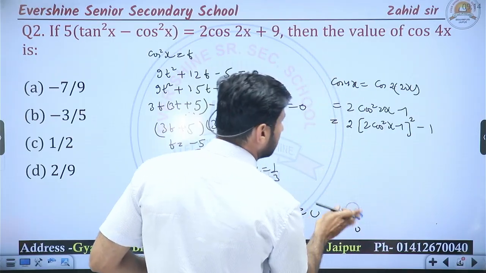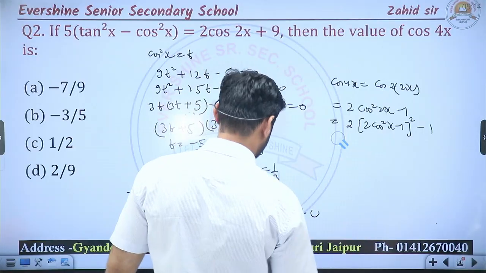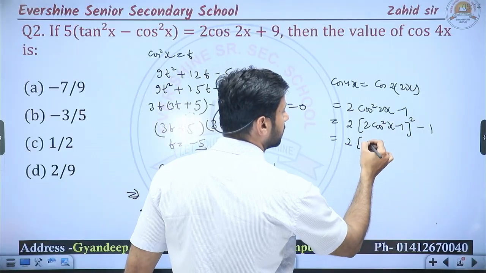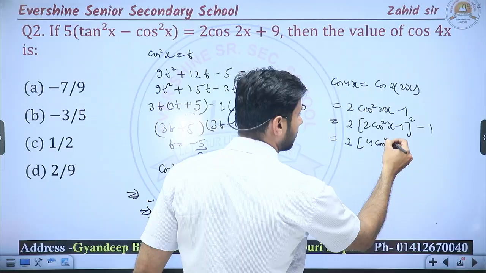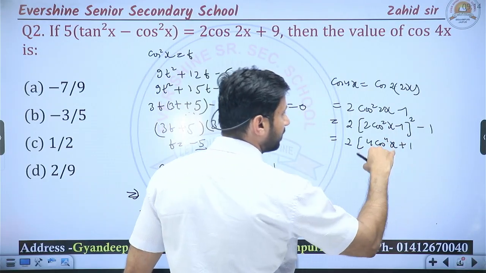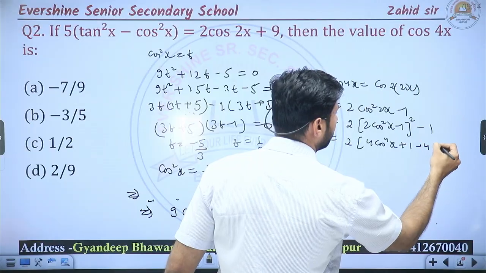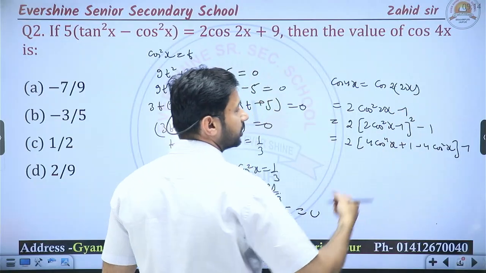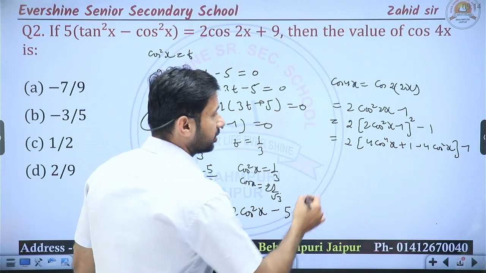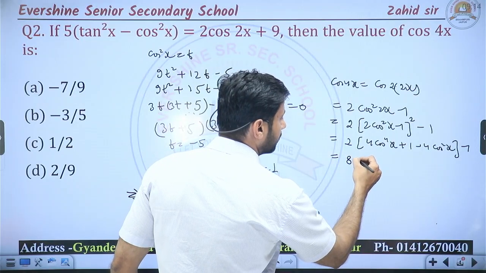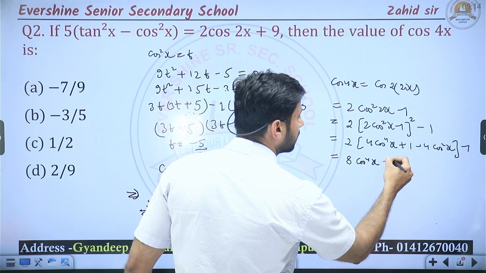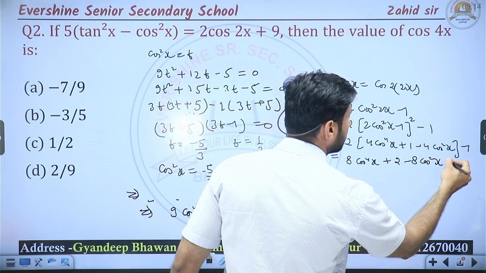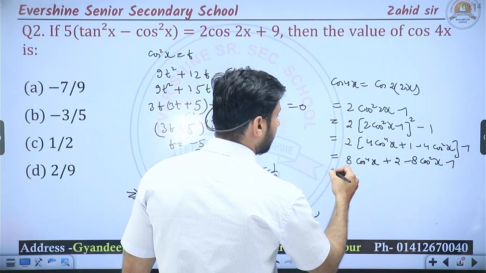Now see the solution. So a minus b whole square is a square plus b square minus 2ab. So it will be 4 cos square x, okay? Now beta, we have a square on it, so we have to put it here. So it will be 8 cos raised to the power 4x plus 2 1s are 2 minus 8 cos square x minus 1, okay? Now I can put the value.